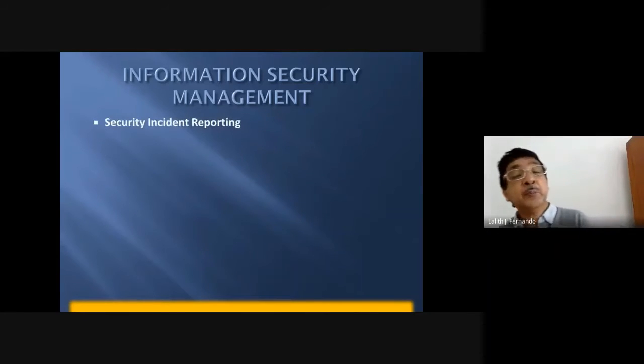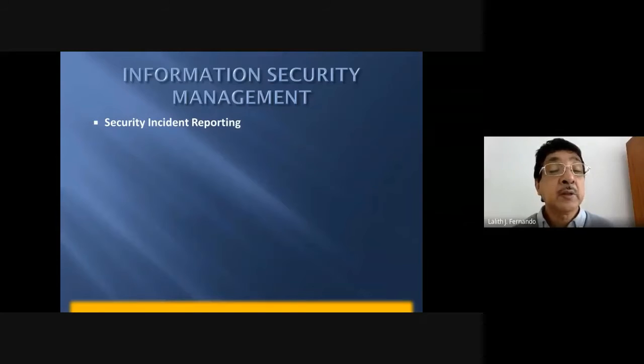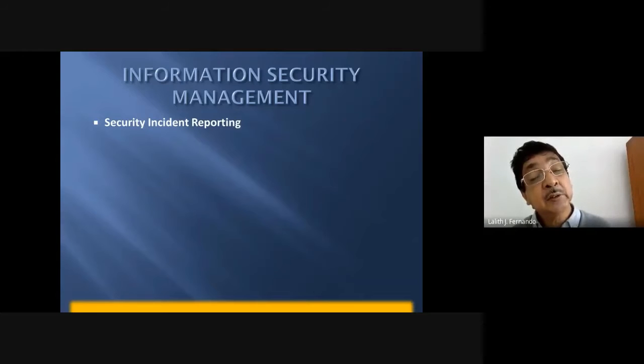Now, I think this is a very important thing where operational risk management is concerned: security incident reporting. This is a particular activity to which organizations give very high importance.